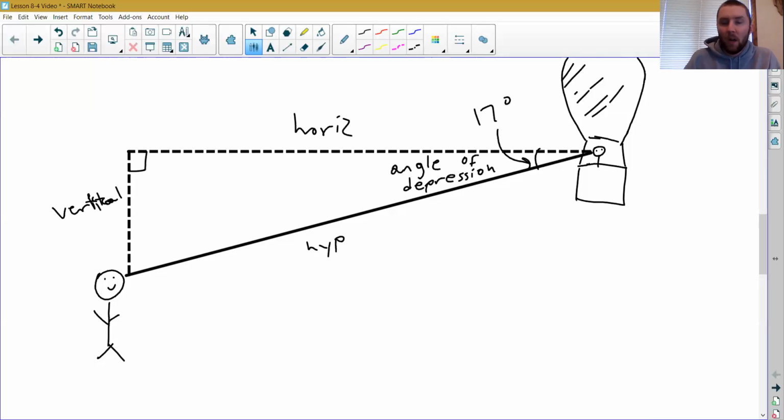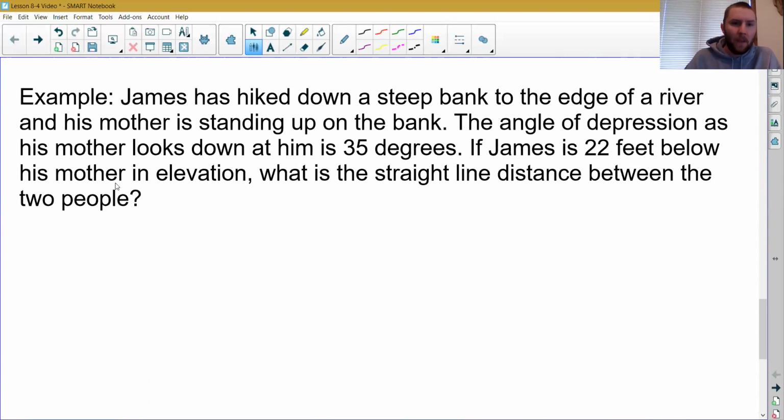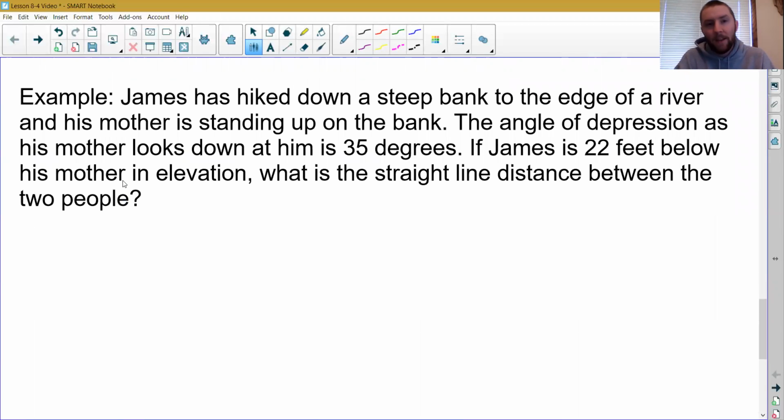So we're going to go through a couple of example problems, word problems that give you context and ask you to solve for some missing information using these angles of elevation, angles of depression, and your sine, cosine, tangent, okay? So here's an example. James has hiked down a steep peak to the edge of a river, and his mother is standing up on the bank. The angle of depression as his mother looks down at him is 35 degrees.